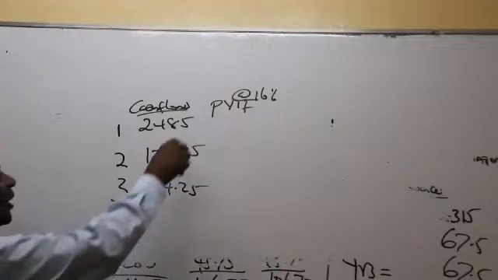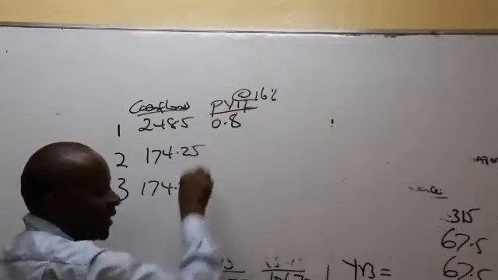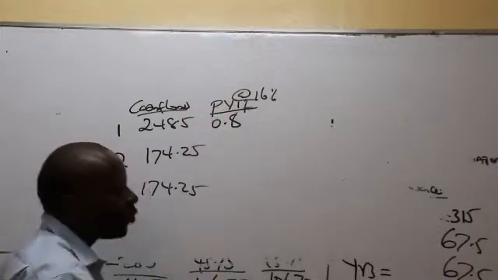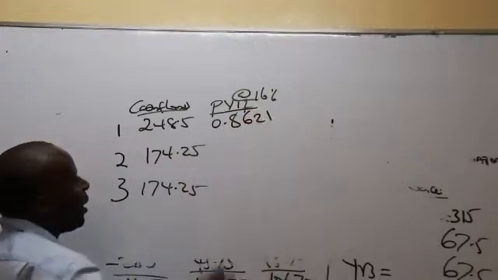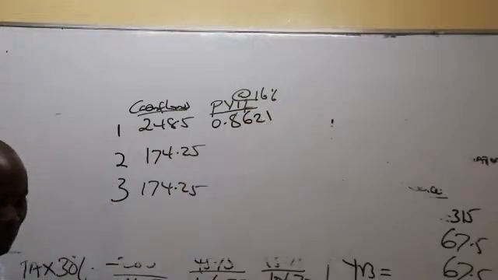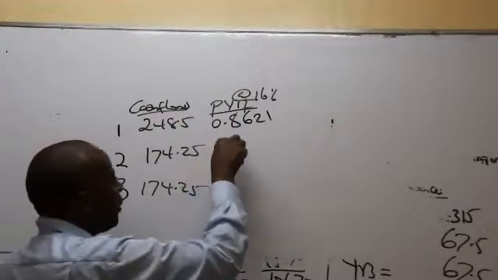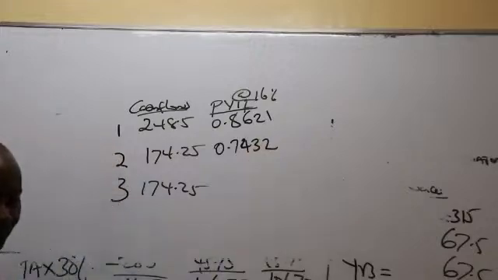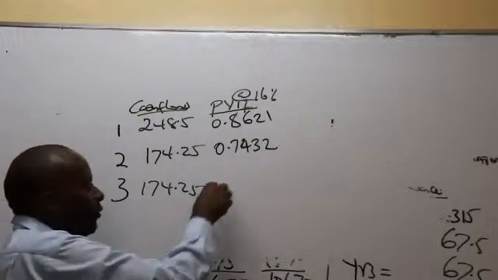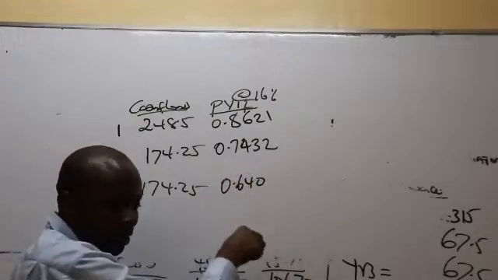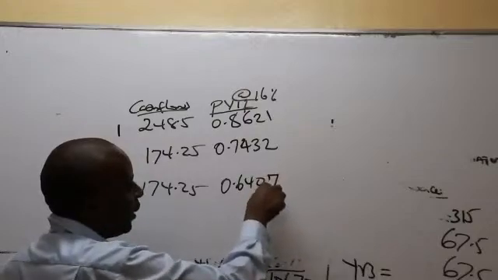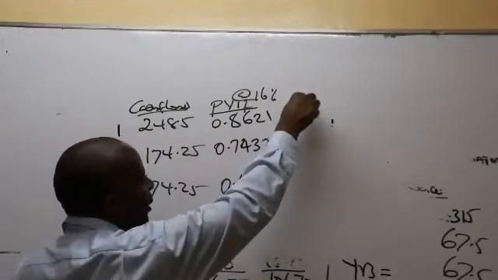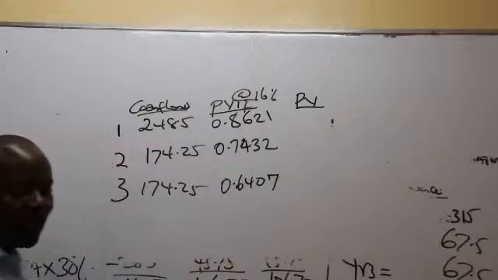So how to discount? We have here 0.8621 for year one. How about year number two? Year number two, 0.7432. How about year number three? 0.6407. So please come and give us our present values.